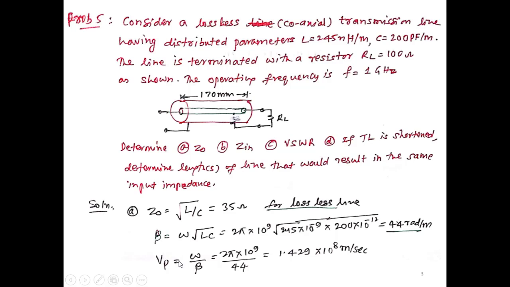Next, phase velocity Vp is given by angular frequency omega divided by phase constant beta. Already we know omega is 2 pi f, 2 pi into 10 raised to 9. Beta we have calculated 44 radian per meter. We substitute and simplify, we will get phase velocity is equal to 1.429 into 10 raised to 8 meter per second.